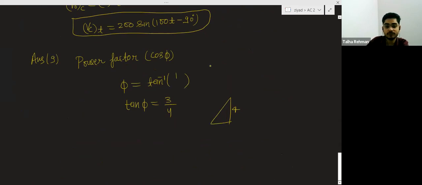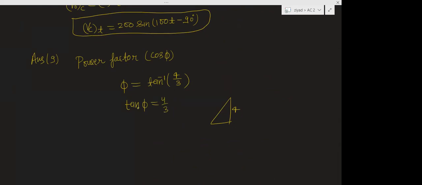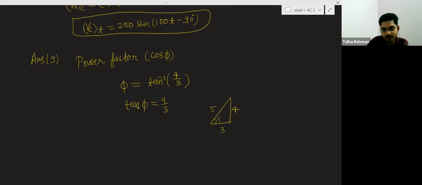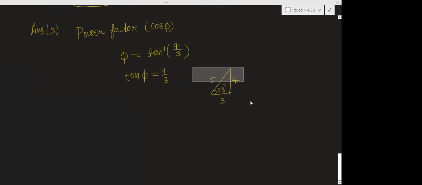This is 4 by 3. So we can write tan phi, this is the inverse of the tan. We can write this as 4 by 3. So basically this triangle will be 4, 3 and 5. This is the special type of triangle, so remember this triangle.